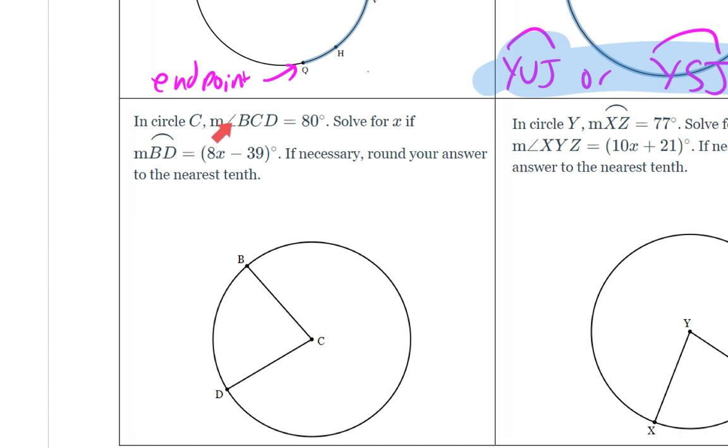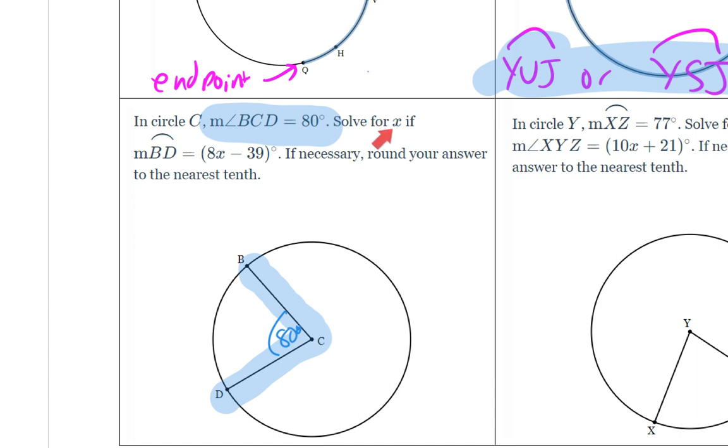measurement of angle BCD is 80 degrees. So measurement of angle BCD means go from B to C to D. It says it's 80 degrees. So let's just mark these indications. That means that's an 80-degree angle, right?